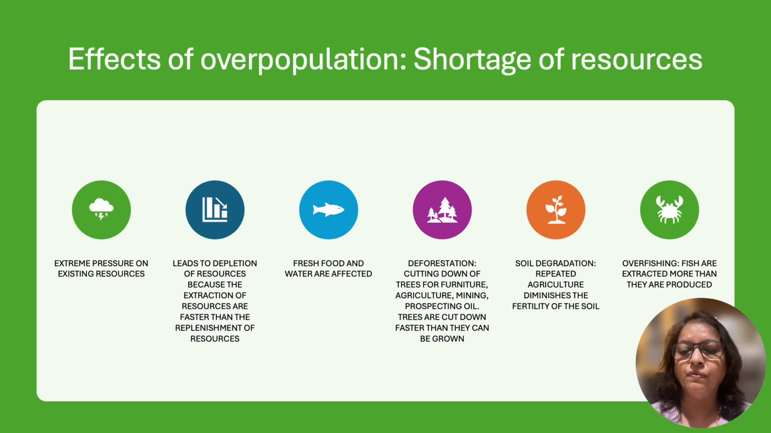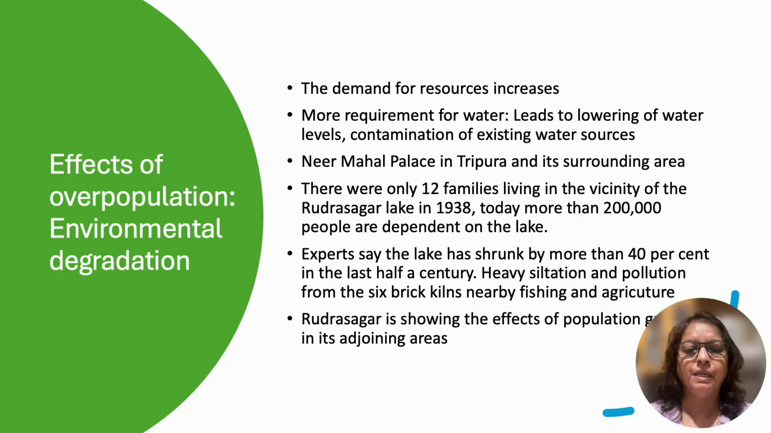Then another thing is overfishing. Fish are extracted more than they are produced. See, in coastal towns, there are certain months of the year when fishing is not allowed by the government because that is the time when fish breed. If you go into the sea and catch the small fish which have just been born, there is no time for this fish to grow up and breed again. So the government does not allow fishing when the breeding of the fish happens. So overfishing is when you take out more fish than what can be replenished.